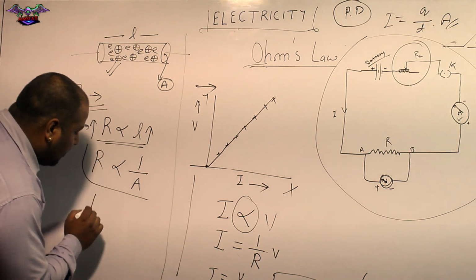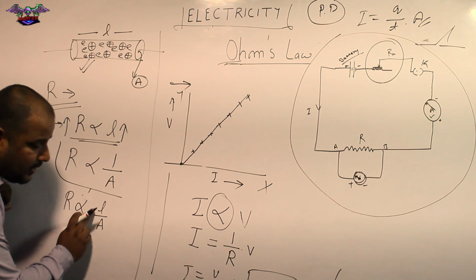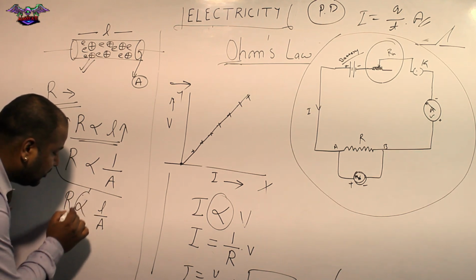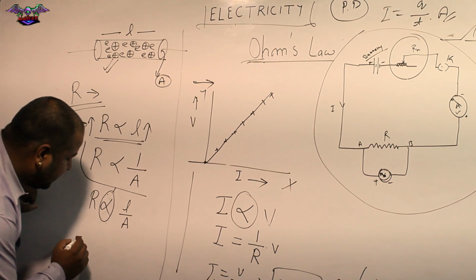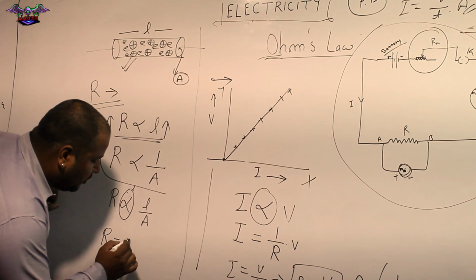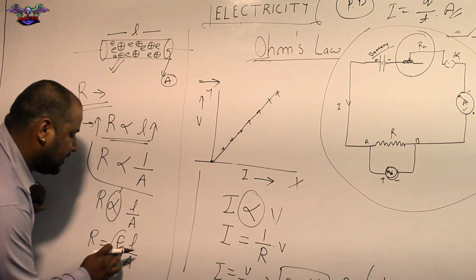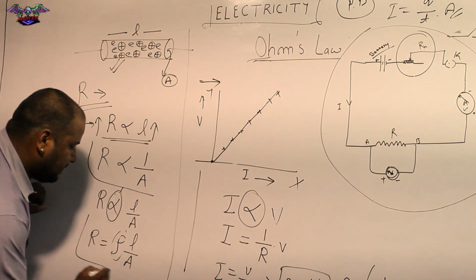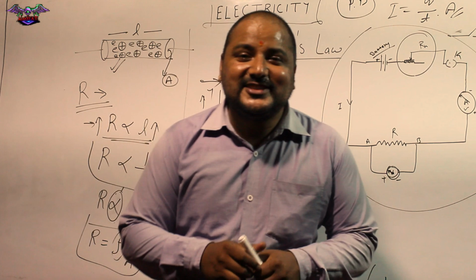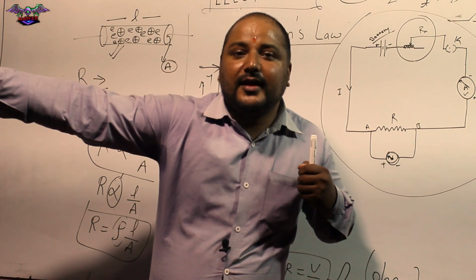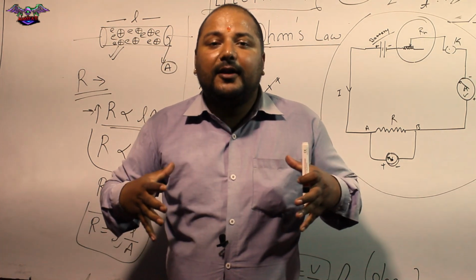If I join these, R is proportional to L upon A. To remove this proportionality sign, I have to add one constant here. So R is equal to rho L upon A. Rho is what? A constant. So R is directly proportional to the length of the wire, and R is inversely proportional to the thickness of the wire.